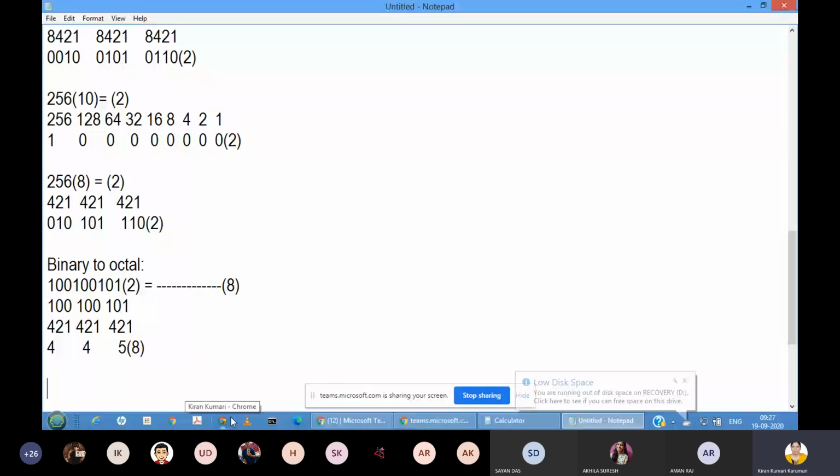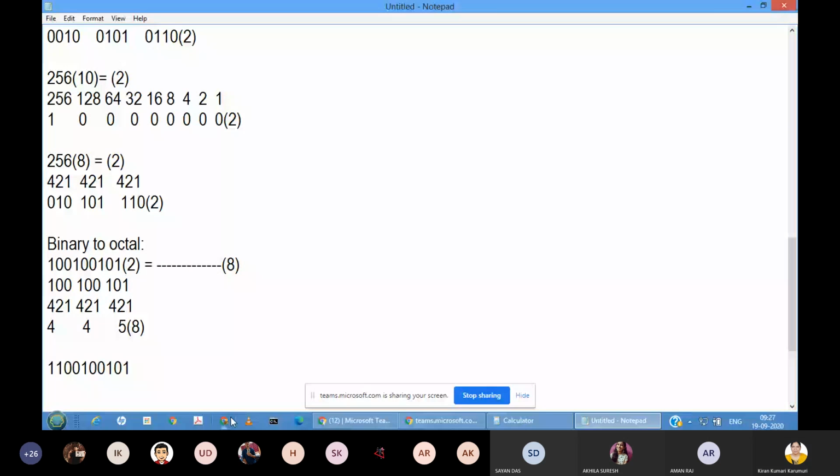So let us do one more question. 1100 100 101. Now convert it into octal. Are you all doing it? Only 2 people are responding.